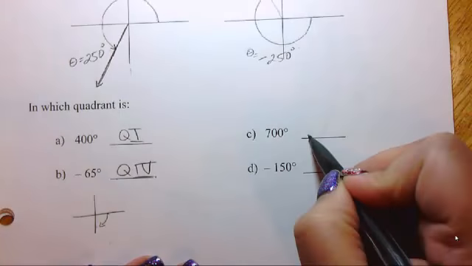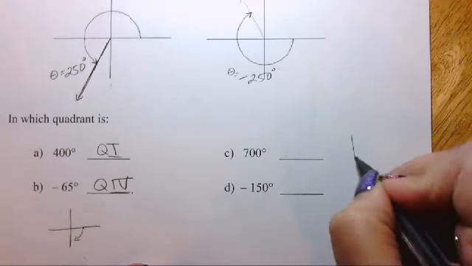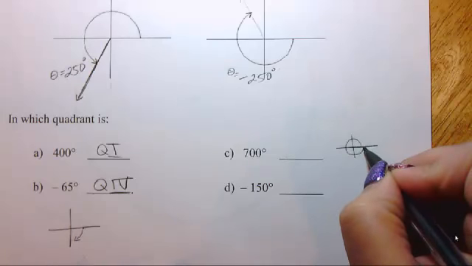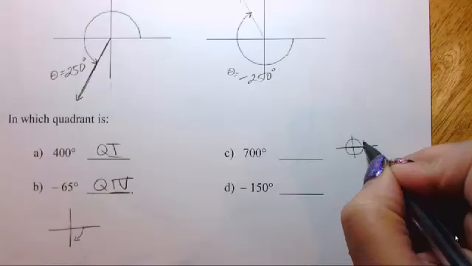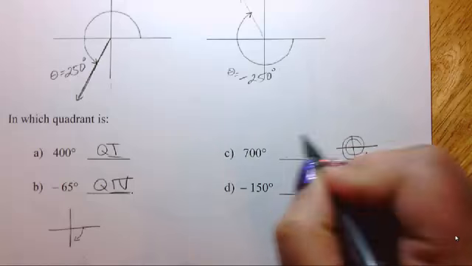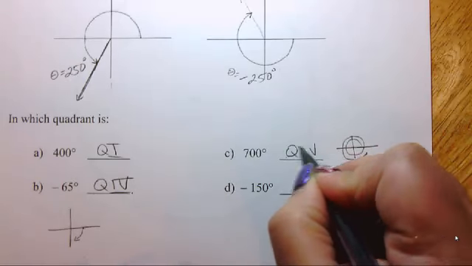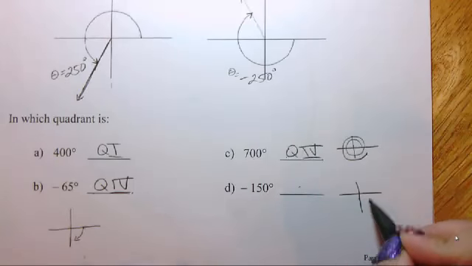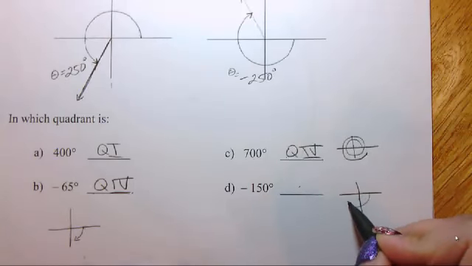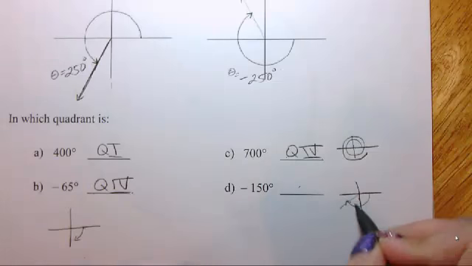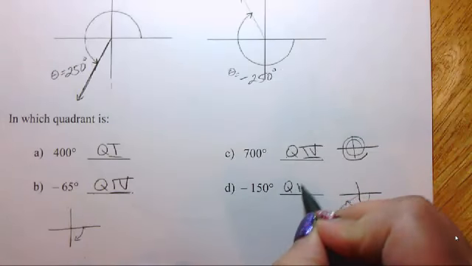Okay, 700 degrees is, well, 1 full rotation is 360, and 2 full rotations would be 720. But it doesn't go all the way. It goes kind of like up to there. So it ends up in quadrant 4. And negative 150 degrees, well, this one is going to go in the negative direction. So it's going to go like that and probably end 30 short from this line. So we'll say around here, and that ends up in quadrant 3.